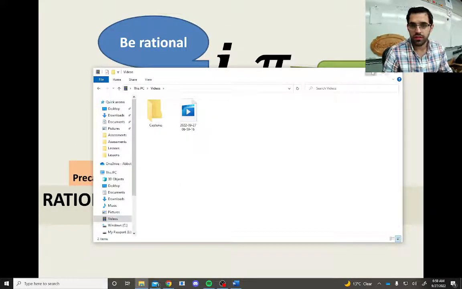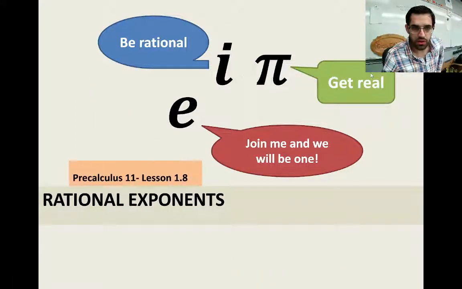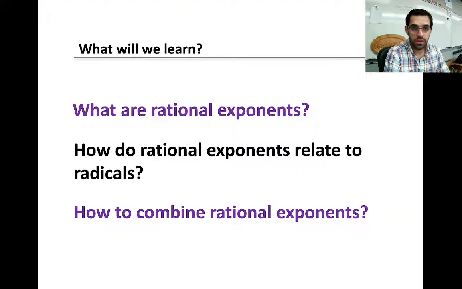This is lesson 1.8 of our Precalc 11 class. Unit 1 is called Radicals and Rational Exponents. Lesson 8 is called Rational Exponents. In this lesson, we're going to talk about what rational exponents are, how rational exponents relate to radicals, and how to combine rational exponents.